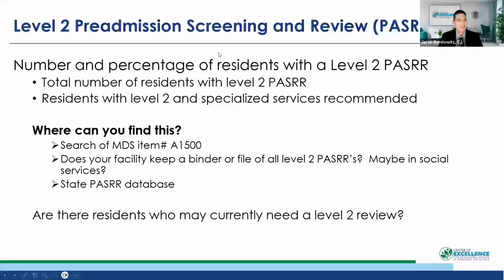So I'm curious, let's try one more time. Appreciate everyone engaging with the poll, and hopefully it's interesting for you all. Who's tracking the PASARs at your facility? Who's the right person to get this information from? Is it admissions? Is it social work? Is it somebody else? Are you keeping a binder of some sort, or are you using a database? How do you find this information in your facility? What are you currently doing? Let's learn from each other on some good practices for capturing the PASAR information.